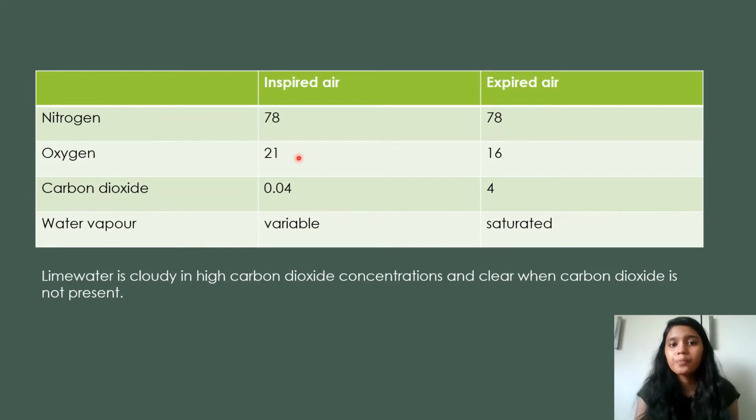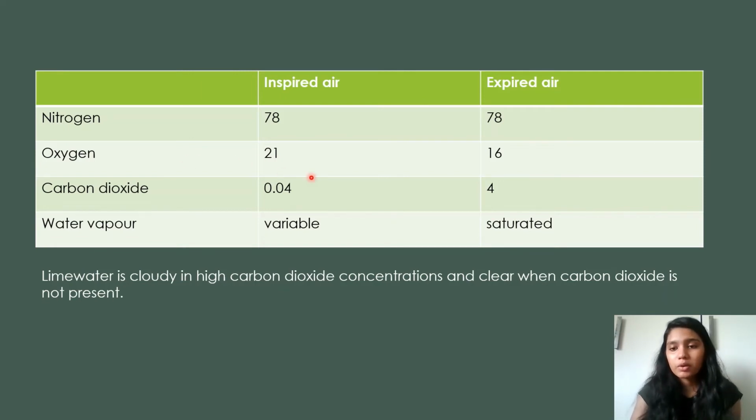So nitrogen, okay, basically there's 78% nitrogen in the air, and it's also the same concentration in your expired air and inspired air. So 78 remains the same because no nitrogen is consumed by the body from the air, none at all. So it remains the same. It comes in MCQs and structured, so be careful about this one.